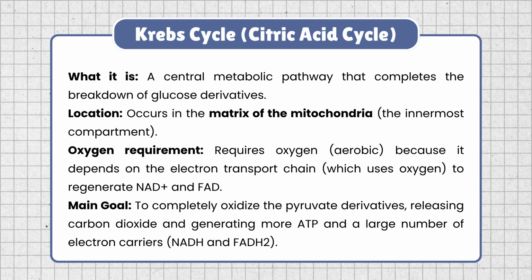For the second stage of cellular respiration, we have the Krebs cycle, also known as the citric acid cycle. So, what is this Krebs cycle all about? It's basically the central metabolic pathway that completes the breakdown of the remnants of glucose. Where does it happen? This happens inside the matrix of the mitochondria, the innermost compartment of the powerhouse of the cell. Unlike glycolysis, this cycle is strictly aerobic, meaning it requires oxygen.